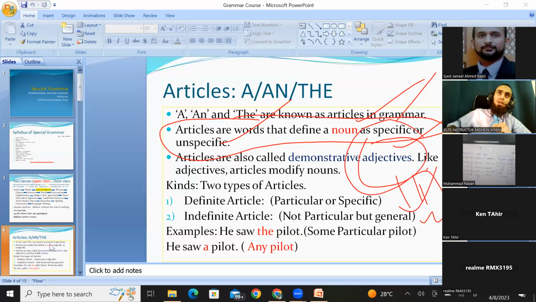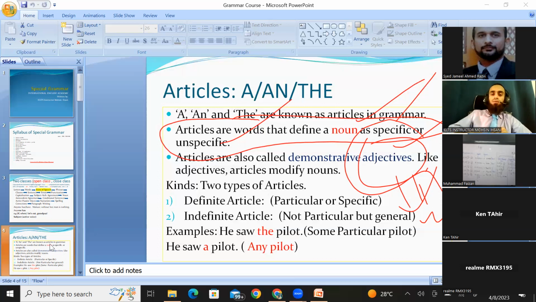Because if I ask you what are adjectives in parts of speech, yes, what are adjectives? Hmm? Anyone? Sir, adjectives are showing the quality of noun. Very good.